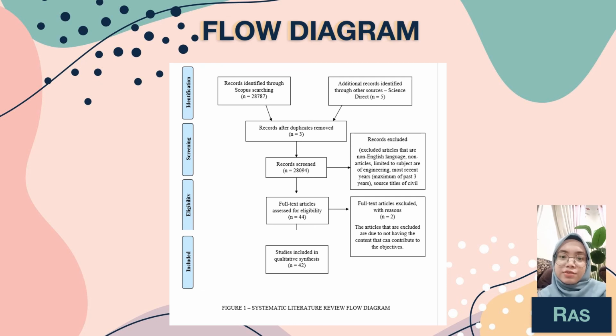Records identified through corpus searching are 28,787. Additional records identified through other sources, which is ScienceDirect, are 5 articles. Records after duplicates removed are 3 articles. Records screened are 28,094 articles. Full text articles assessed for eligibility are 44 articles. Full text articles excluded with reason are 2, and studies included in qualitative synthesis are 42 articles.